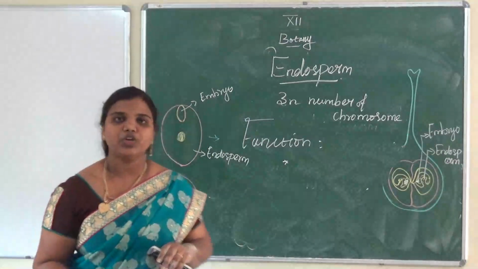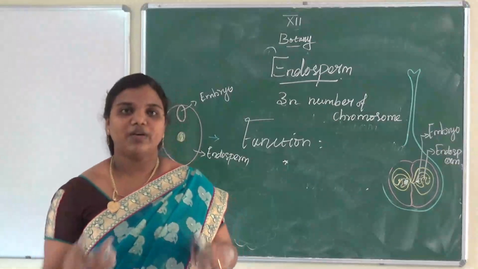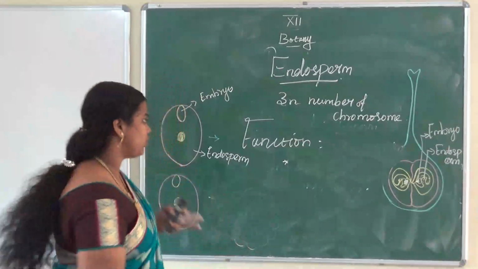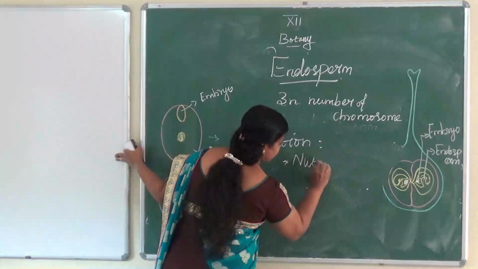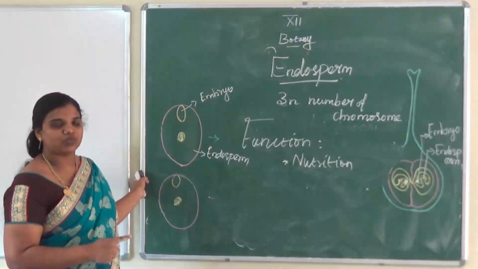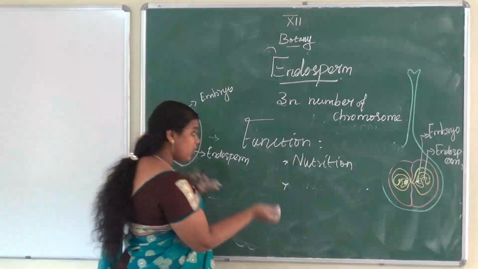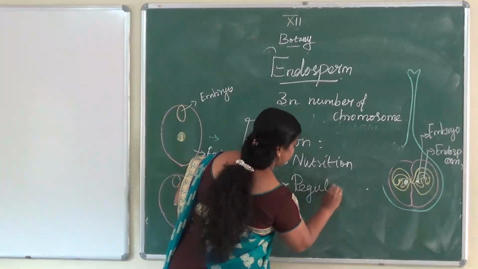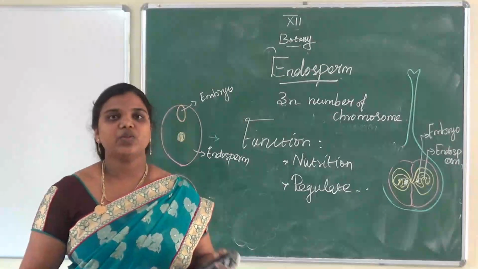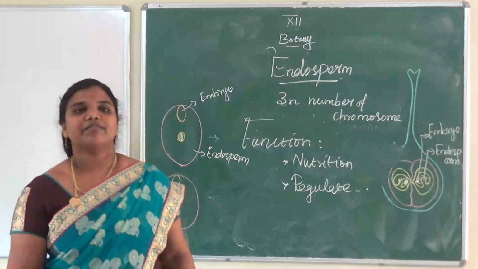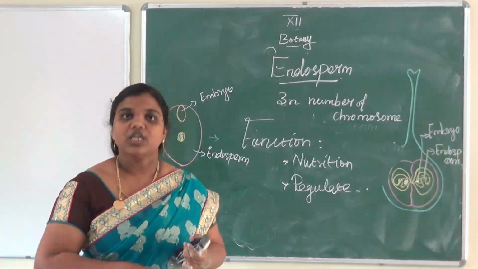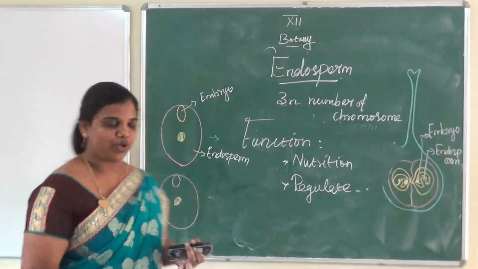The important function is as the nutritive tissue of the growing or developing embryo, that is the first function. The second function is to regulate the developing embryo. These are the important functions of endosperm: one is to regulate the developing embryo, and the second is the nutrition of the developing embryo.